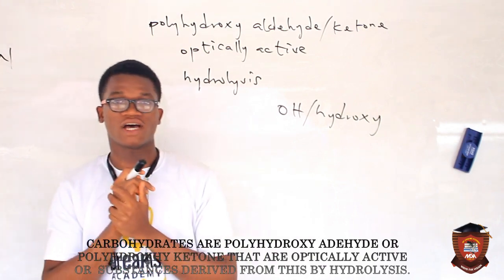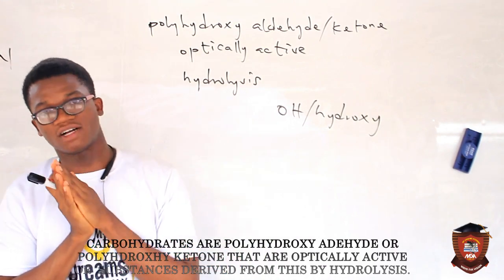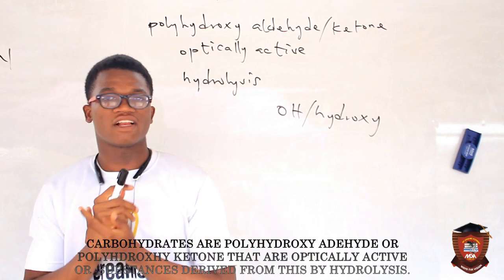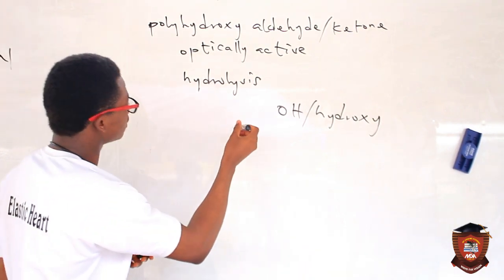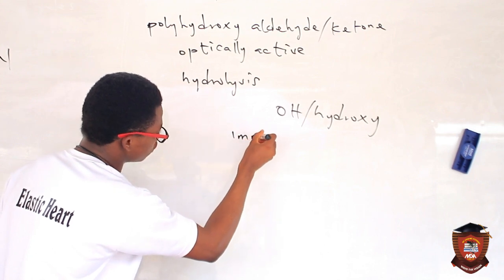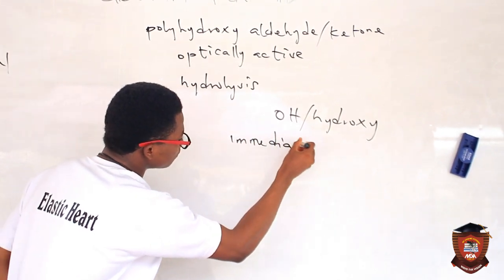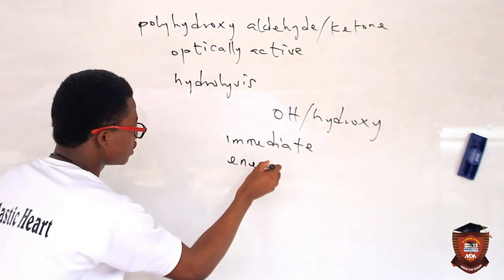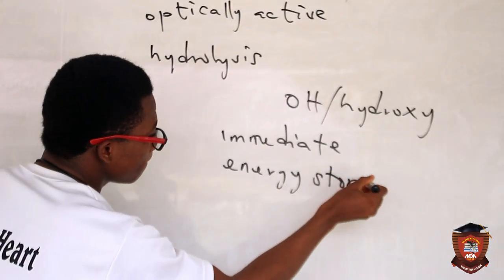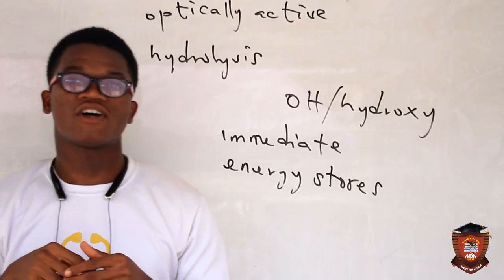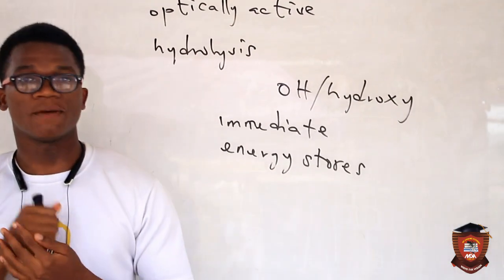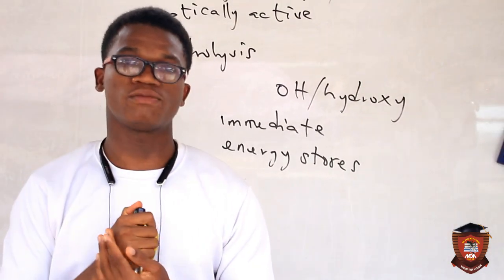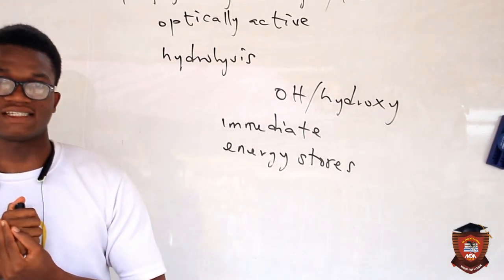Now, the functions of carbohydrates are diverse both in biology and in the industries. Biologically, carbohydrates serve as energy source, both as immediate sources of energy and as energy stores. So when you go outside to play some game, you go to play football, it's carbohydrate that provides the energy that enables you to do that rigorous exercise.